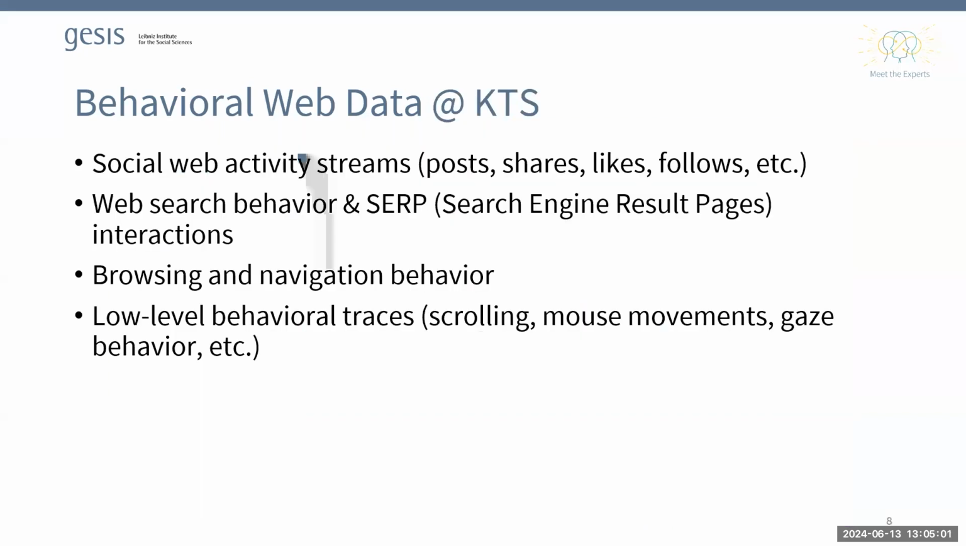Here at KTS, we deal with the following type of behavioral web data. First, social web activity streams, so posts, shares, likes, and so on. And this is where the Twitter dataset that we talk about today belongs to. We also work with web search behavior coming from GESIS search, for example, browsing, navigation behavior, but also more low-level traces like scrolling behavior of users, gaze behavior coming from eye-tracking instruments, and many more.